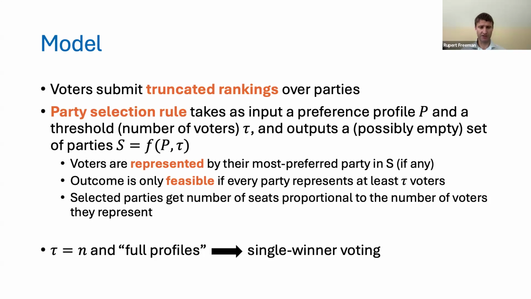Just interesting to note that when tau equals n, so our threshold is all voters, and we have full profiles in the sense that every voter casts a complete ranking over parties, then we actually recover single winner voting as a special case. When the threshold is all the voters, you can't select sets of size greater than 1, because no party could reach the threshold if you select 2 parties. They need the support of all voters. So we get single winner voting back, and that will have some consequences as we move forward.